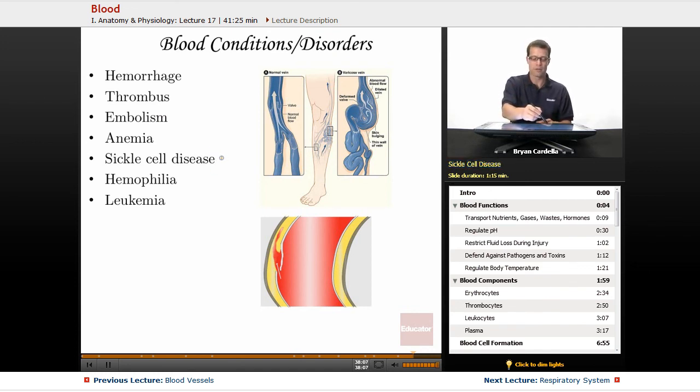Sickle cell disease is also called sickle cell anemia. This is an example of where you may be producing the right amount of red blood cells, but the red blood cells you're producing aren't doing a good job of binding oxygen, and they may be getting caught where they shouldn't. So sickle cell disease or sickle cell anemia is something you're born with, and there is a gene corresponding to the shape of hemoglobin.